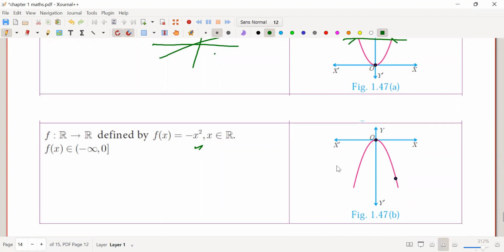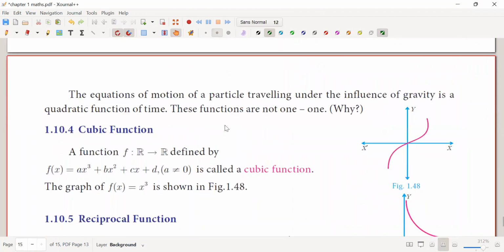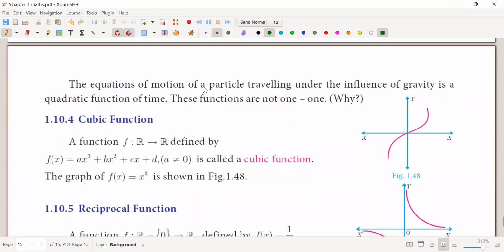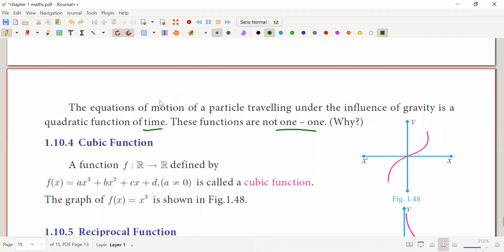Here too, we can say that this is a many-to-one function, not a one-to-one function. The equation of motion of a particle traveling under the influence of gravity is a quadratic function of time. These functions are not one-to-one. It is a many-to-one function. All right. That is what they are specifying here.